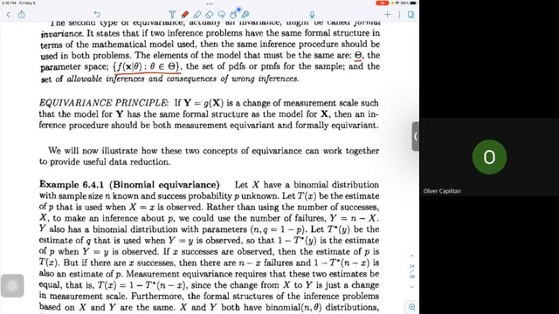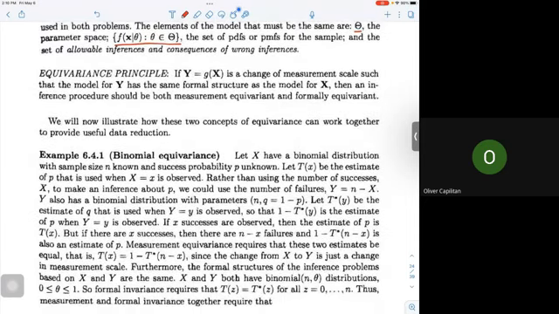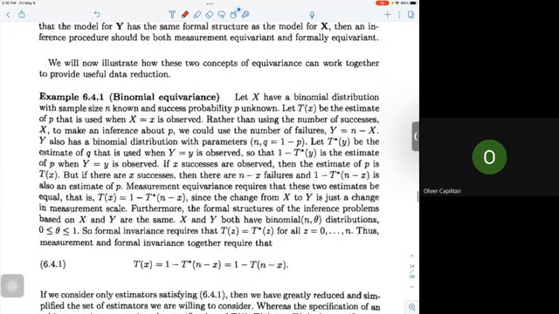Okay, let's have an example to illustrate these two concepts of equivariance. So we have the binomial equivariance. Let X have a binomial distribution with a sample size n. This is actually the number of trials, known, and then the success probability p, unknown. Okay? Unknown yung ating parameter p. So x here refers to the number of successes. So p is the probability of success, which is unknown.